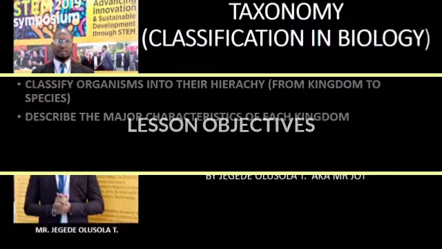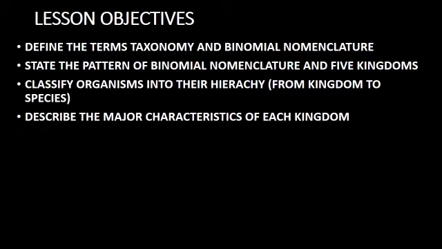At the end of today's lesson, each and every one of us should be able to define the terms taxonomy and binomial nomenclature. We should be able to state the pattern of binomial nomenclature and the 5 kingdoms of classification of organisms. We should be able to classify organisms into the hierarchy from kingdom to species. And finally, we should be able to describe the major characteristics of each kingdom.